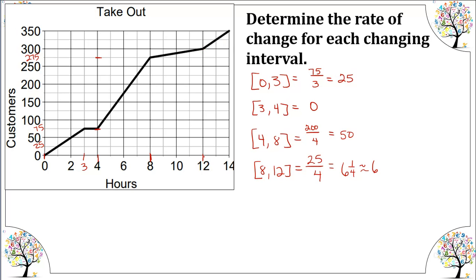And then our last interval is from 12 to 14. And this changed from 300 to 350. So from 300 to 350 is 50, and it was over 2 hours. So that is 25 customers per hour. So you can see between hours 0 and 3 and 12 and 14, they averaged the same amount of customers per hour. The busiest time was between 4 and 8, and this is our steepest line.